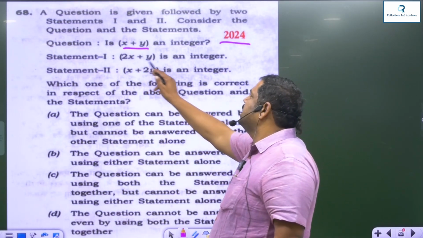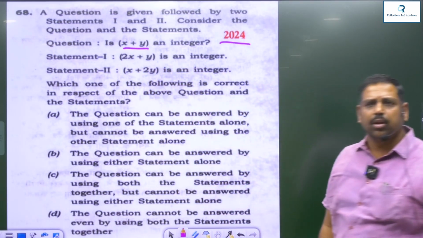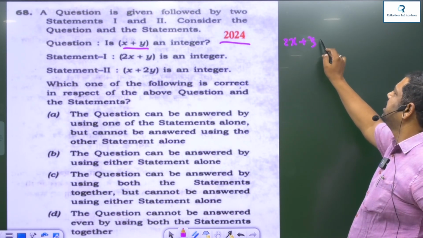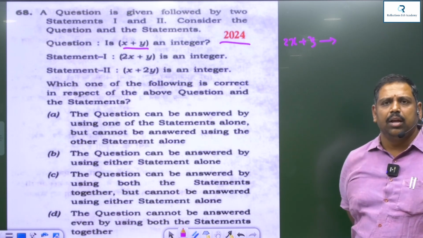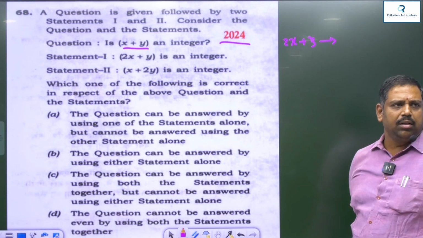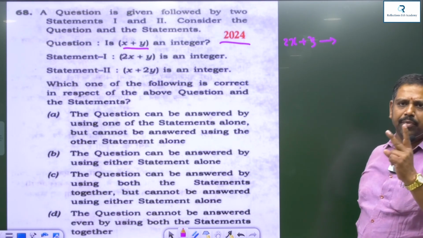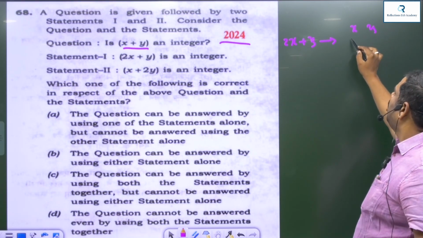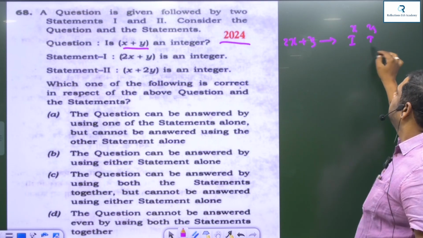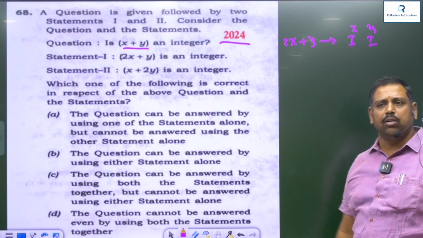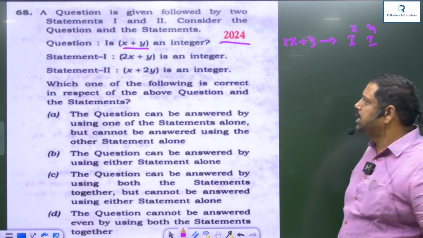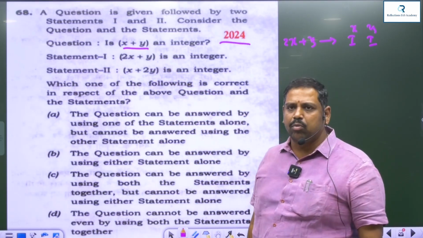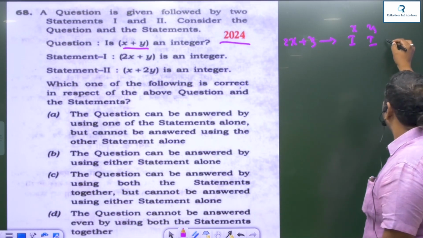Statement 1 says that 2x plus y is an integer. I am writing here: 2x plus y. It is an integer. It being an integer, I am checking two possibilities. If both x and y are integers, then 2x plus y will also be an integer. Yes or no? In this case, x plus y will become an integer. Yes or no? Okay. So, one possibility.